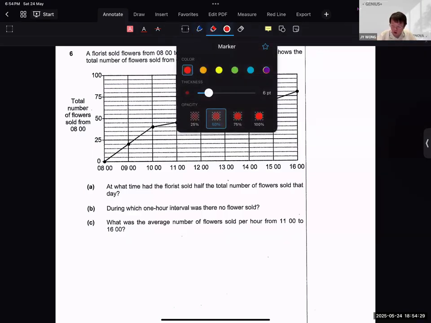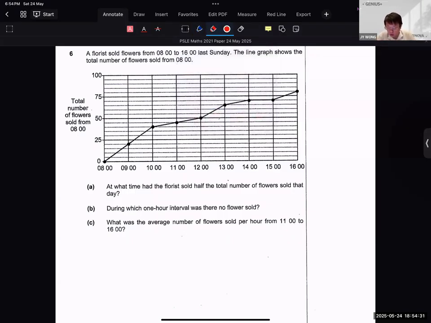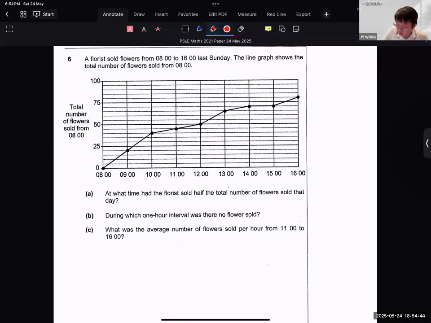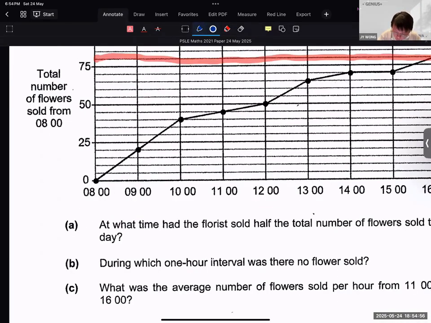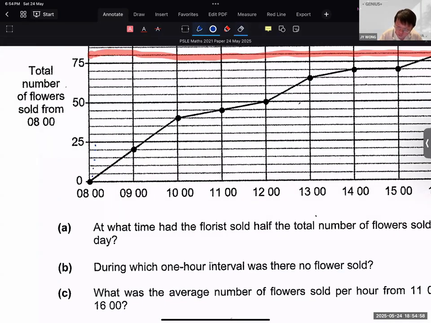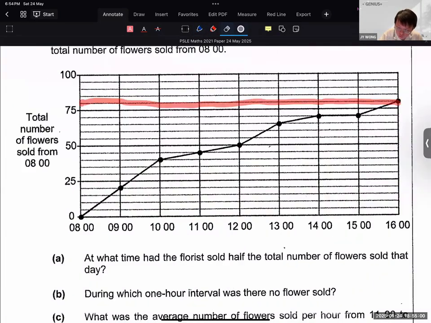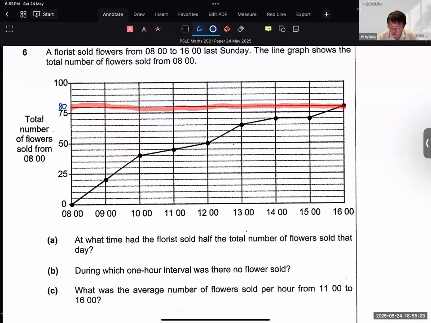What do we need to do here? Again, it is just by observing the graph. At what time had the florist sold half the total number of flowers? So how many flowers were sold that day? If you look at the graph, this is the number of flowers that were sold that day, right? What is this number over here? If you count 1, 2, 3, 4, 5 intervals, that means one interval is 5, right? That means this number over here, which is the total number of flowers sold, is 80.